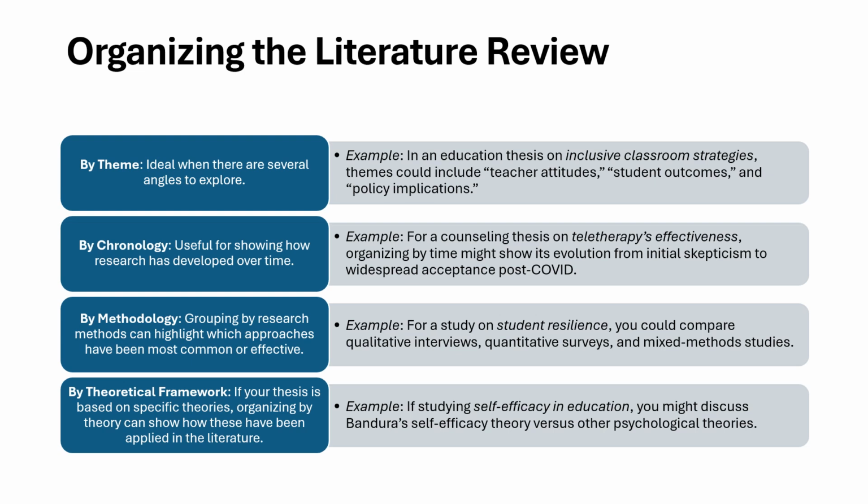There are several ways to organize a literature review, depending on your topic and what makes the most sense for presenting the research logically. One way is by theme. This approach is helpful when there are different angles to explore. For example, if you're studying inclusive classroom strategies, you might have themes like teacher attitudes, student outcomes, and policy implications.